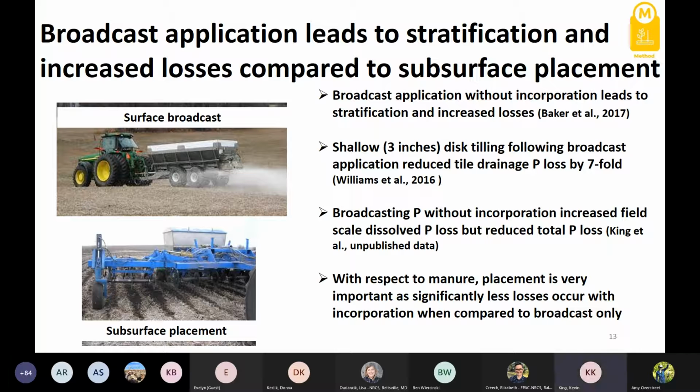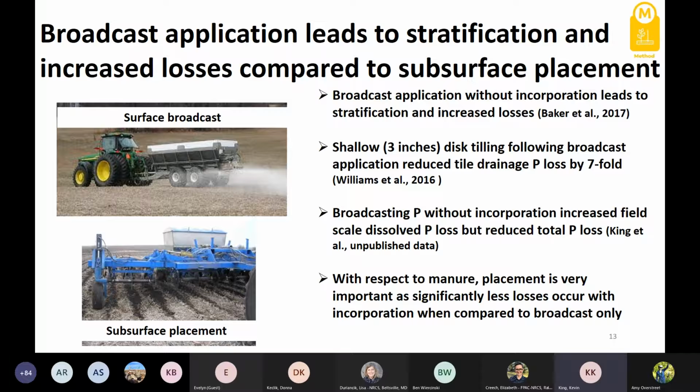Within a day of tilling one field and not the other after application, an approximate 1-inch rainfall occurred. When we compared concentrations coming from the tile drainage, we saw a 5 times greater increase from the surface broadcast site compared to the site that was tilled. Likewise, the actual amount of loss was 7 times greater from the surface broadcast application compared to the tilled field.